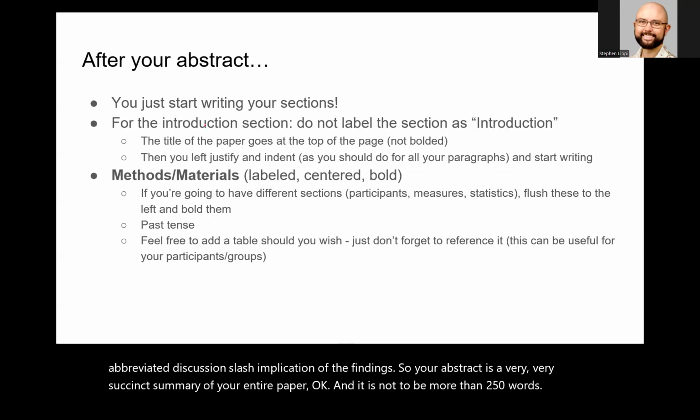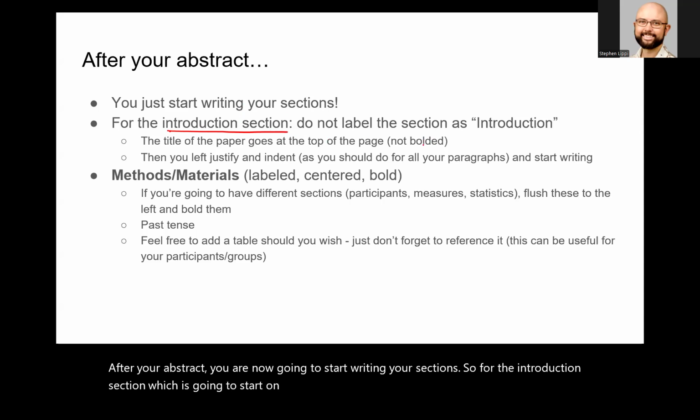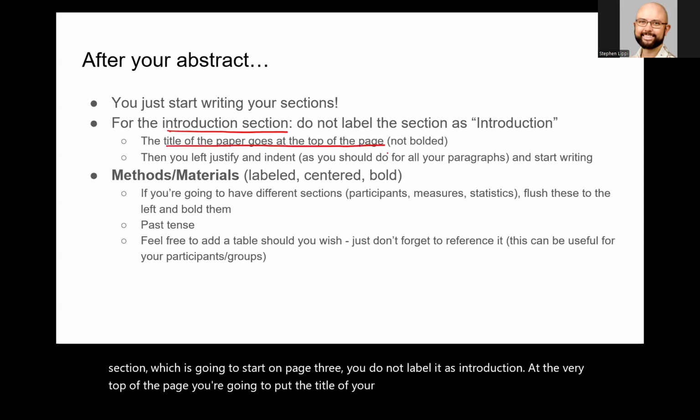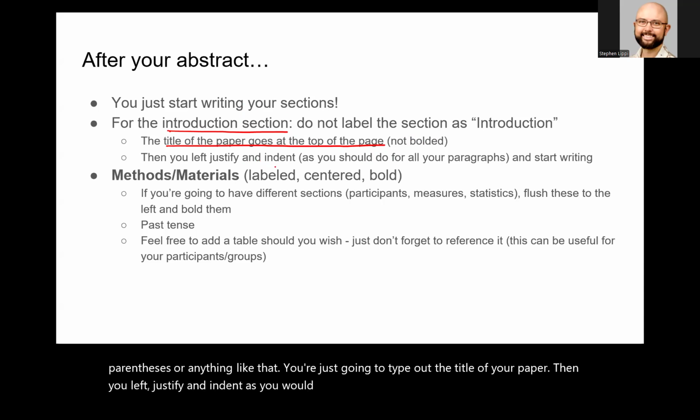After your abstract, you are now going to start writing your sections. So for the introduction section, which is going to start on page 3, you do not label it as introduction. At the very top of the page, you're going to put the title of your paper, and it's not bolded, it's not in parentheses or anything like that. You're just going to type out the title of your paper. Then you left justify, and indent as you would do for all your paragraphs, and you just start writing.